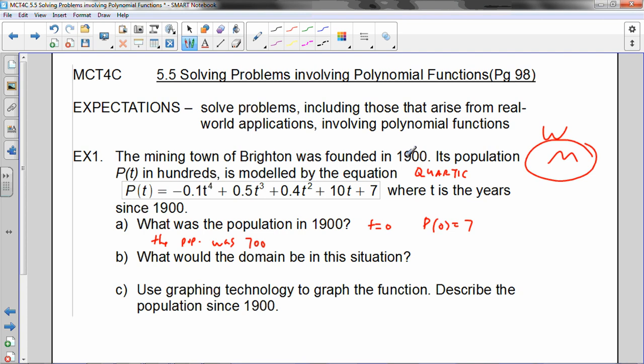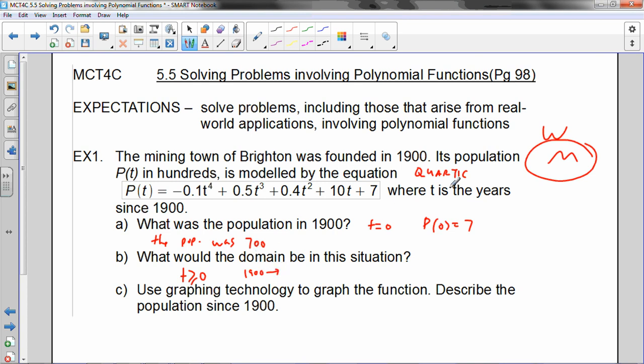What would the domain be in this situation? Well, if it started in 1900, probably anything before that wouldn't make any sense. So t is the years since 1900. Probably t has got to be greater than or equal to 0, right? Because that's 1900 and then on.